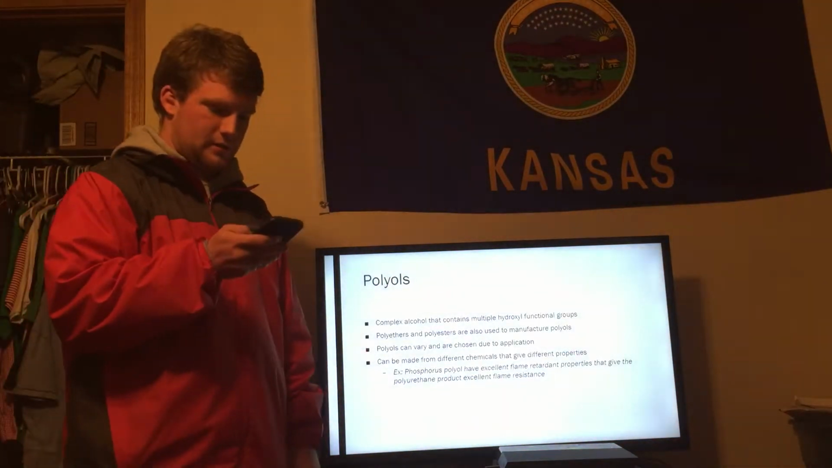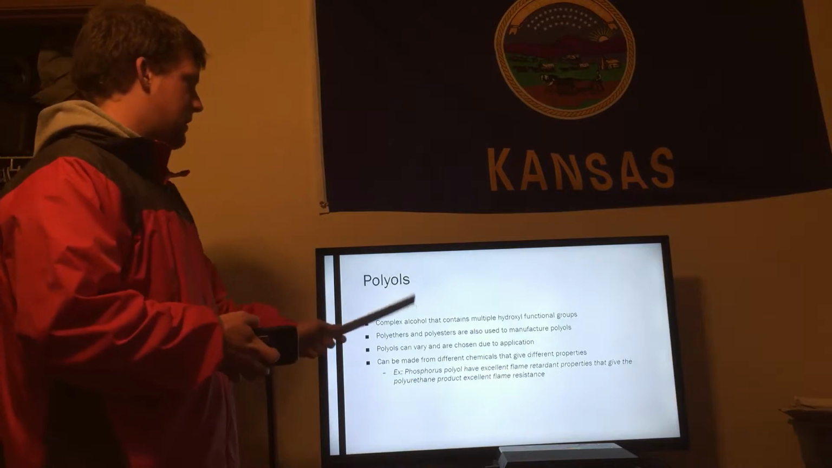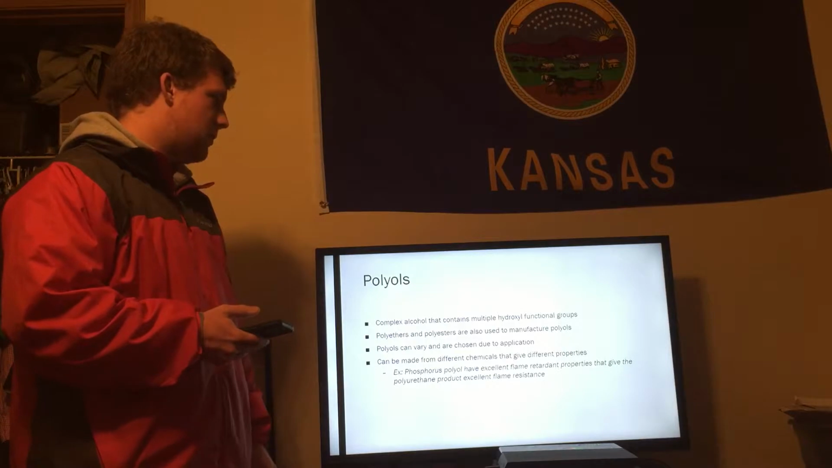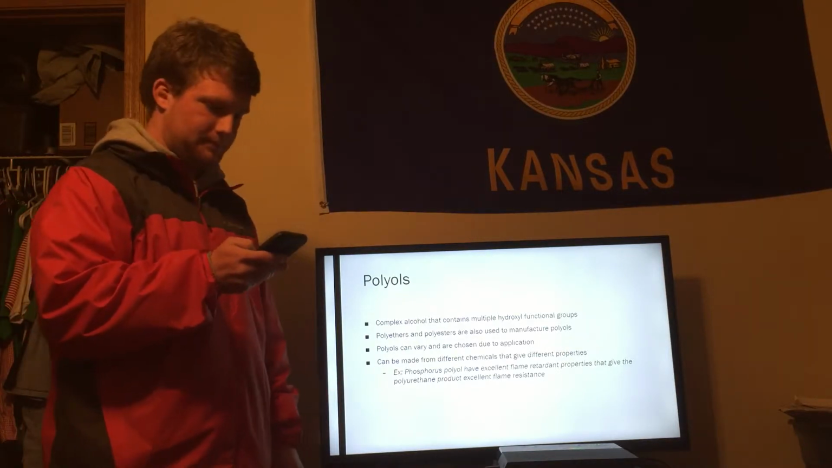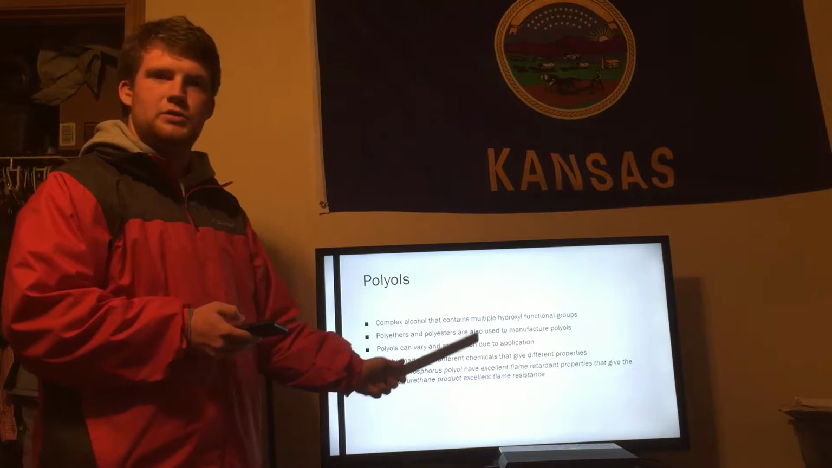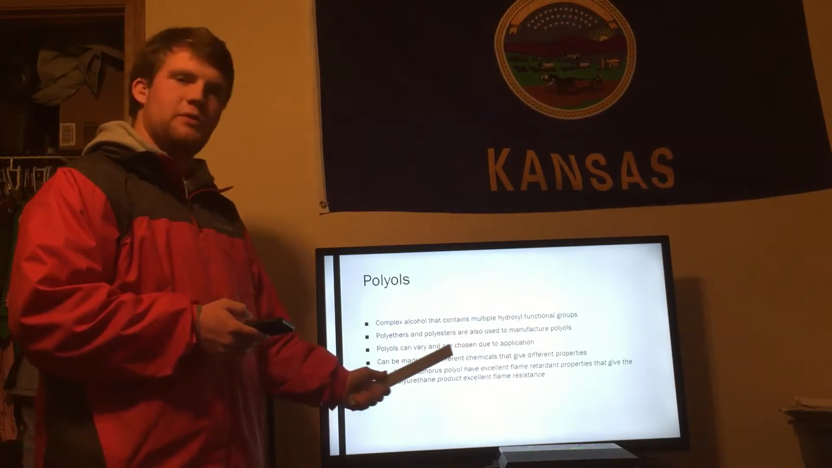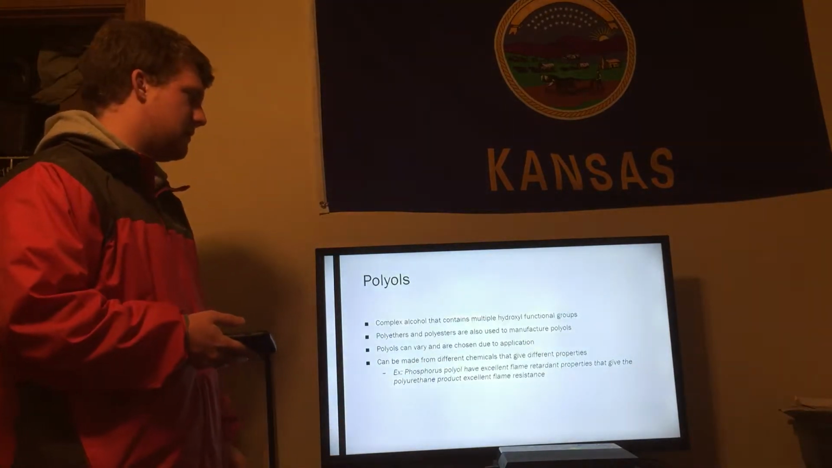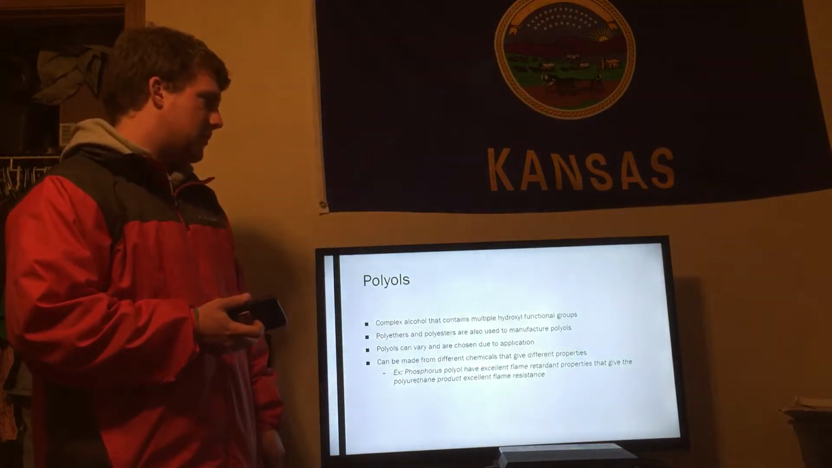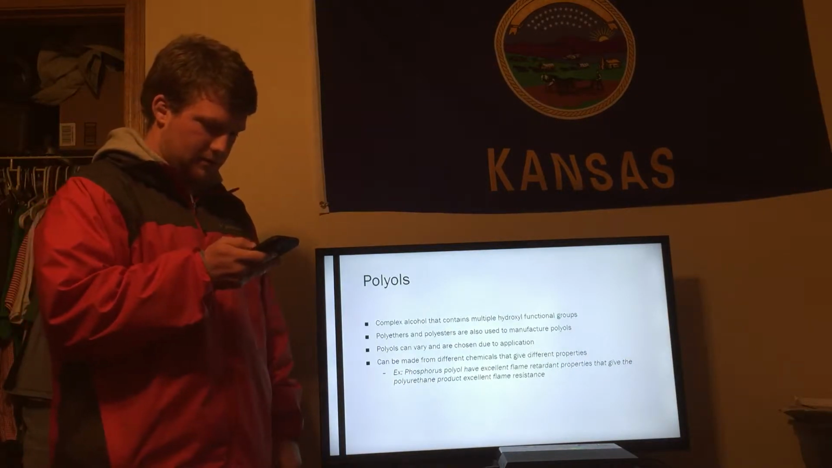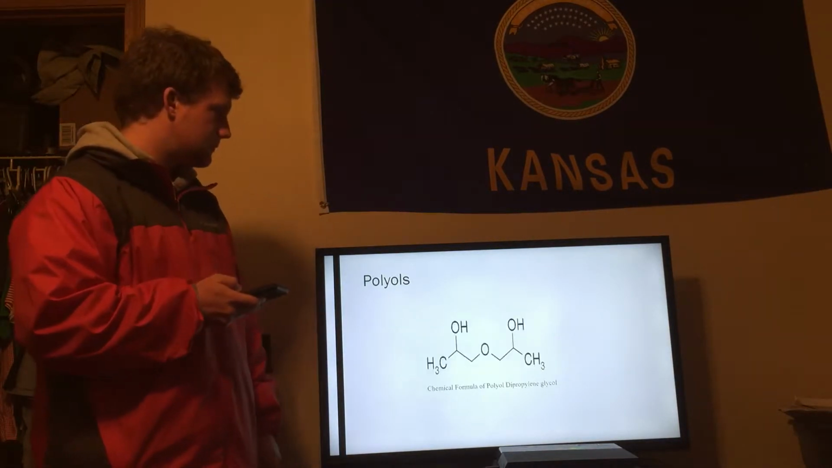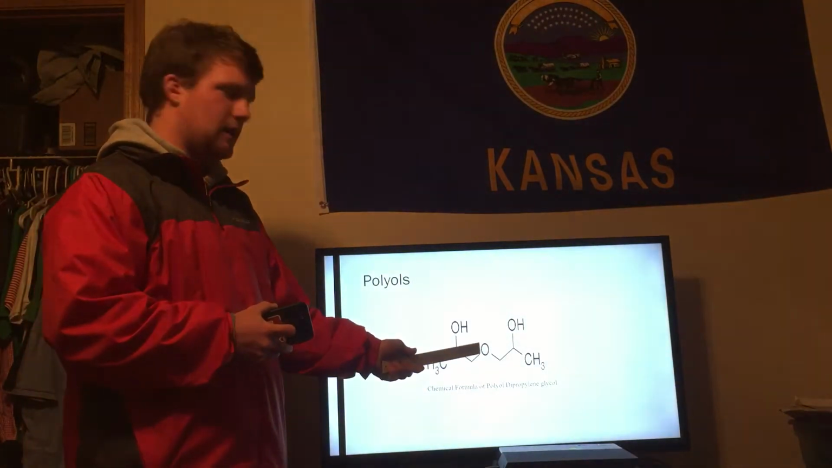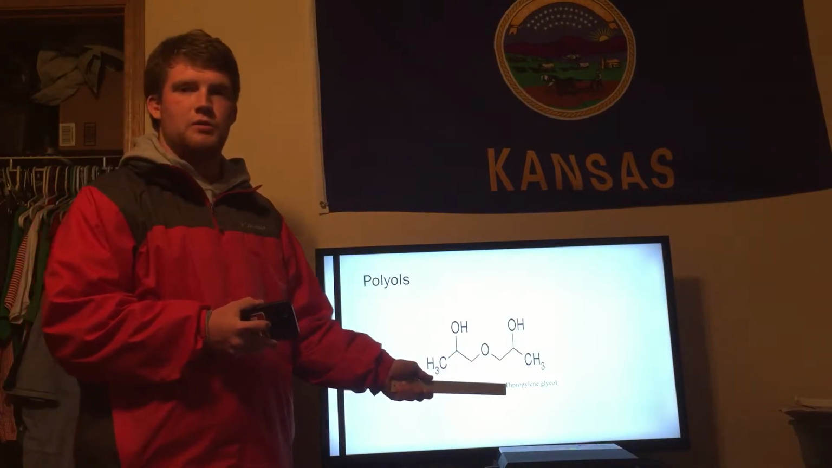The second of the materials is polyol. It is a complex alcohol that contains multiple hydroxyl functional groups. Polyethers and polyesters are also used to manufacture polyols. Polyols can vary and are chosen due to the application. They can be made from different chemicals that give different properties. An example of this is phosphorus polyol, which has excellent flame retardant properties that give the polyurethane product excellent resistance. This is the chemical formula of the polyol dipropylene glycol, which is very common in the manufacturing of polyurethane.